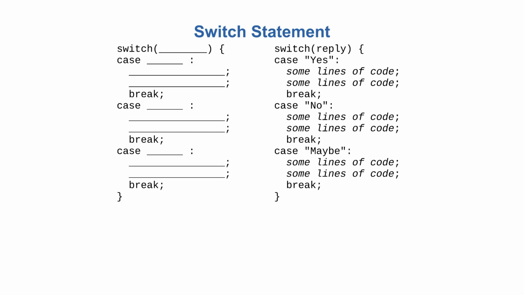For example, if you're expecting a value of yes, no, or maybe for a string named reply, fill in the details of the switch statement like this. Use switch reply and create case yes, case no, and case maybe. Let's add a switch statement so we can easily check the choice the user made. For now, we'll just print a statement to confirm the choice the user made.